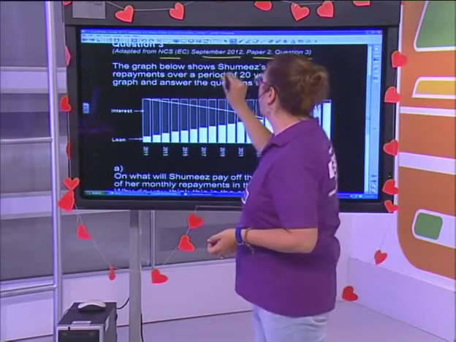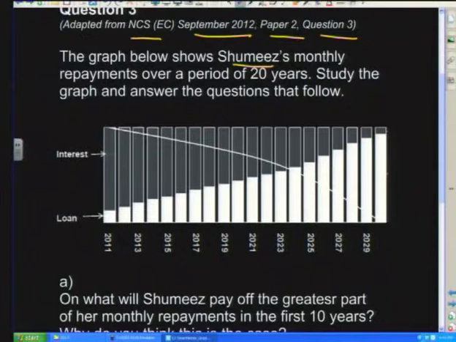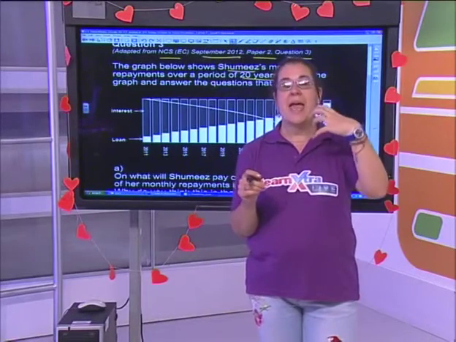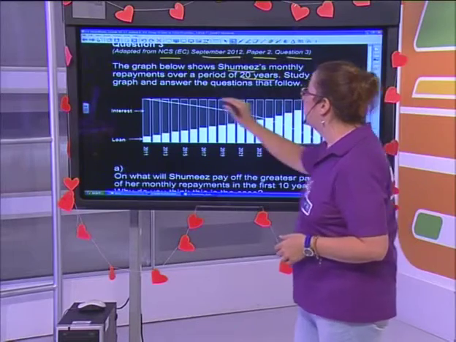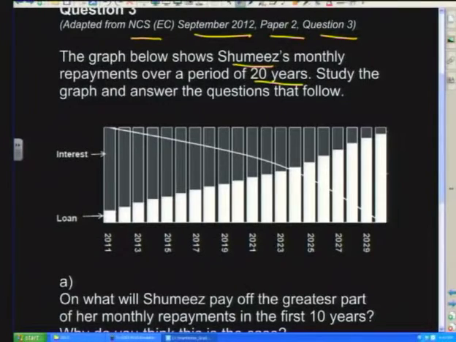So the graph below shows Shamiza's monthly repayments over a period of 20 years. We are dealing with a bond. So the question leading into this graph was that she was taking out a bond, and I think it was like 1.2 million that she needed to spend on the house. And now we got to the point that we're looking at her repayments. So study the graph below and answer the questions that follow.